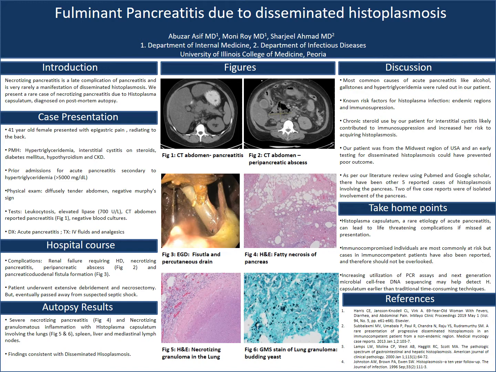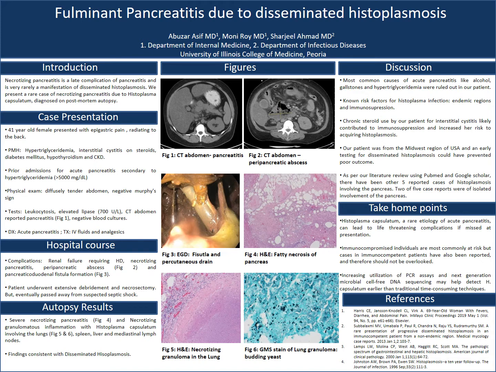Given all these thoughts, in hindsight, if we had tested her for histoplasmosis at an earlier stage, it could possibly have prevented a poor outcome. On our literature review, we did find 5 other reported cases of histoplasmosis involving the pancreas. 2 of these 5 cases were of isolated involvement of the pancreas.